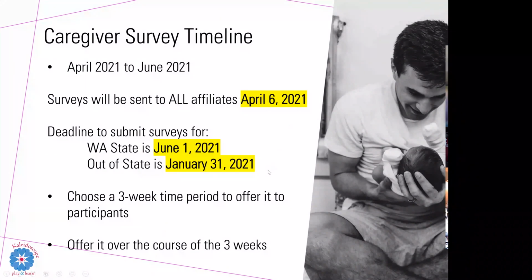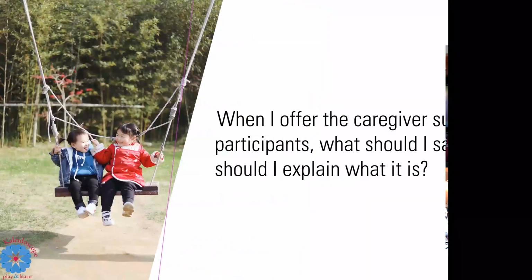2022. So out-of-state affiliates, January 31st, 2022 is the deadline. Yes. I'll change that before we send out the slides. Thank you.